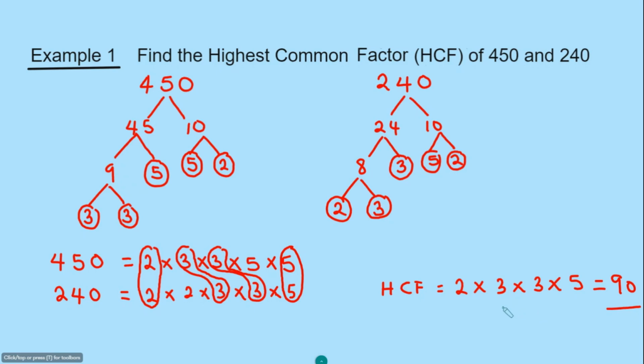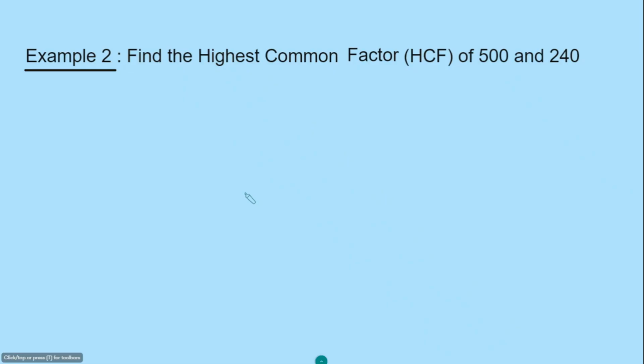Did you understand it? I hope you do. Now in case you don't understand it, we're going to look at the next example. Now this is a second example. We have the same question on highest common factor, but with different numbers. The question says find the highest common factor of 500 and 240.